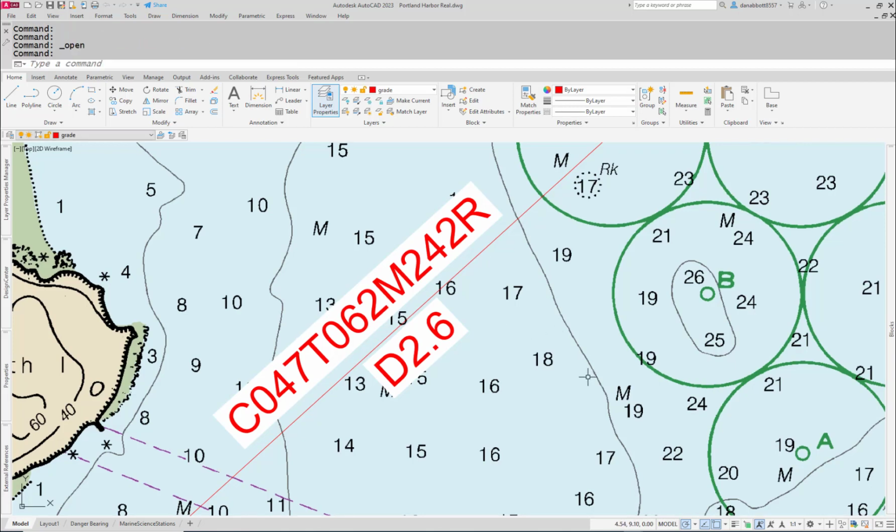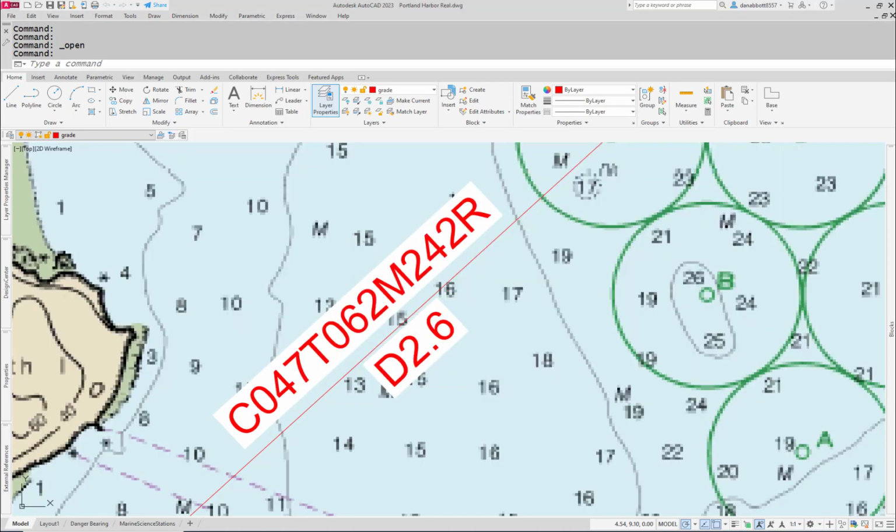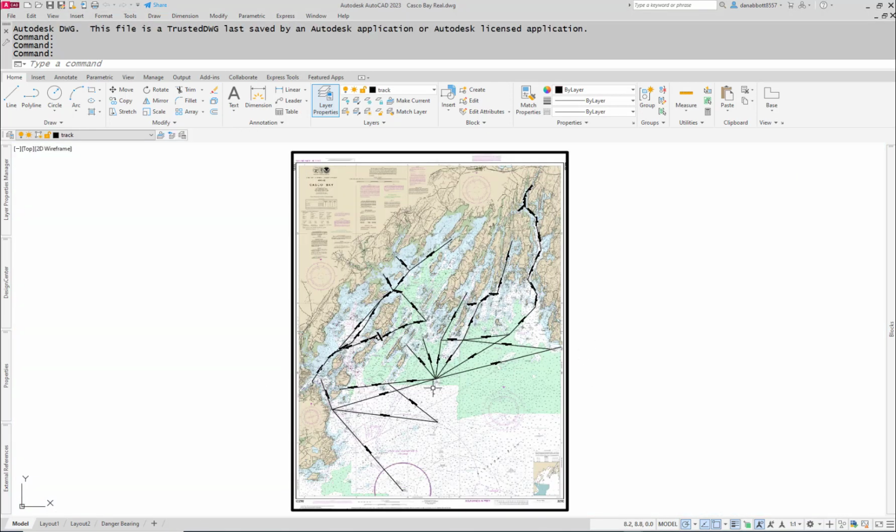Now, just to show you when I would do this and how I would do it, let's take a look at the Casco. This is my Casco Bay chart. All those lines you're looking at right there are all track lines that I put in advance so that if I go to any of these locations, I don't have to draw anything else in my chart.